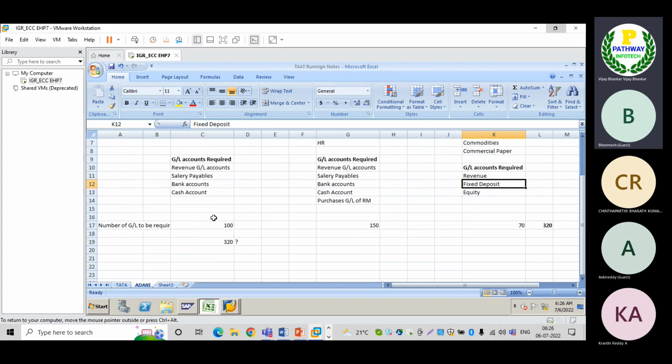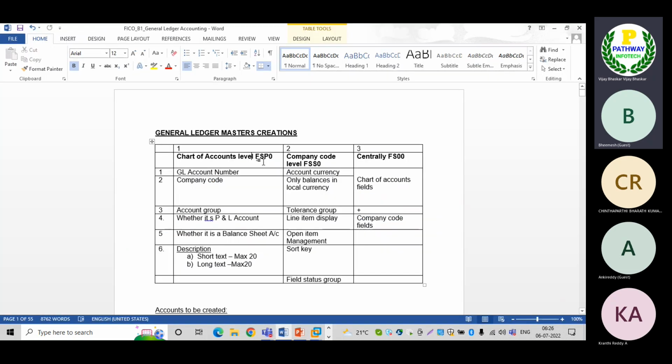During the implementation also, initially we will consolidate all the GL accounts. We will upload the GL master data at chart of accounts level. If a particular GL account is required, then we will extend that GL account at company code level. Directly, we cannot create GL accounts at central level during the implementation. But now we can do it directly.